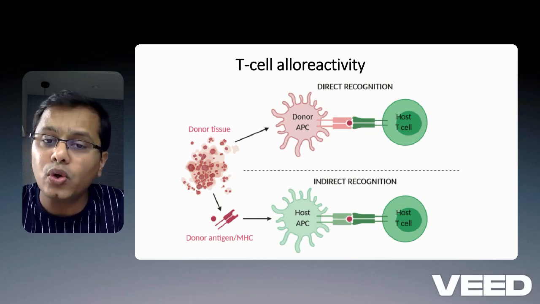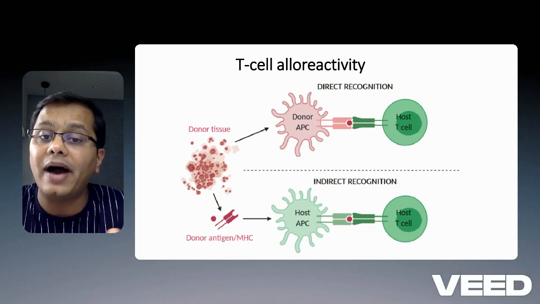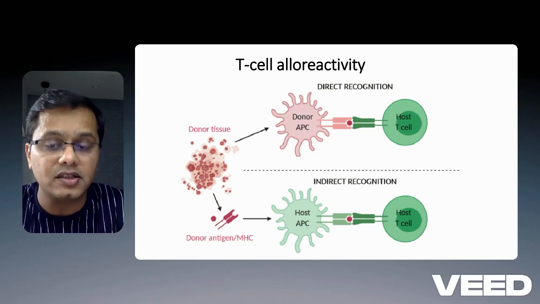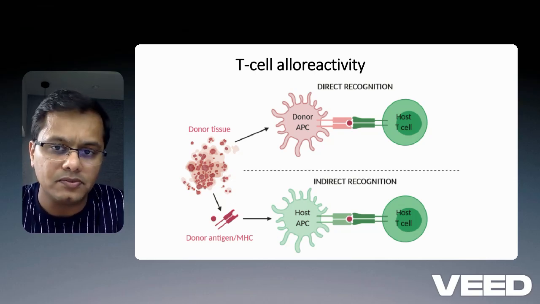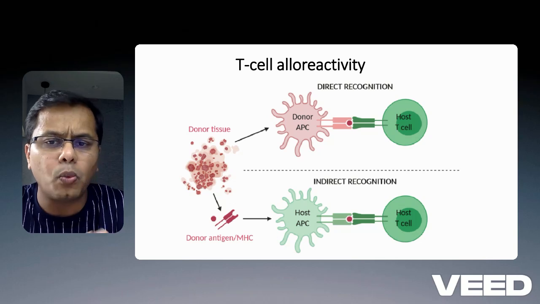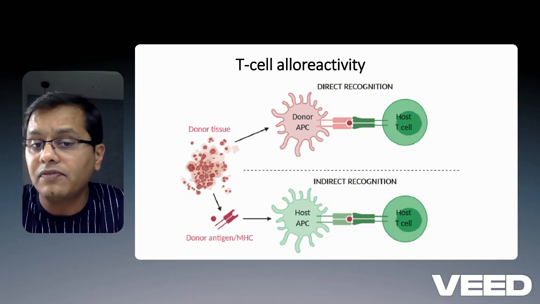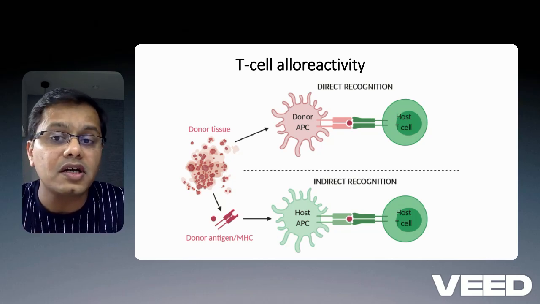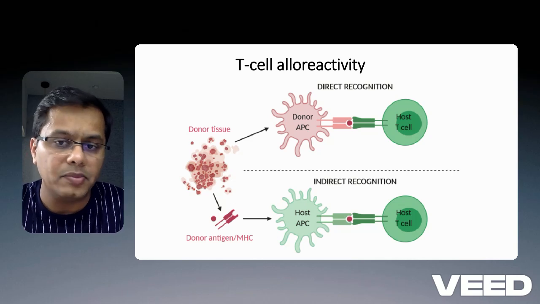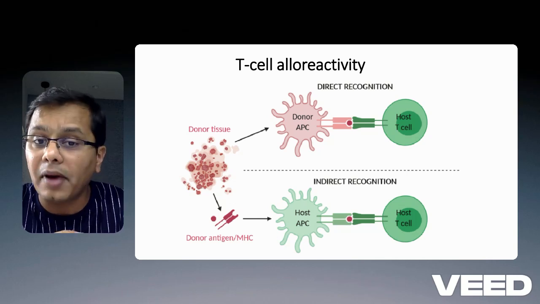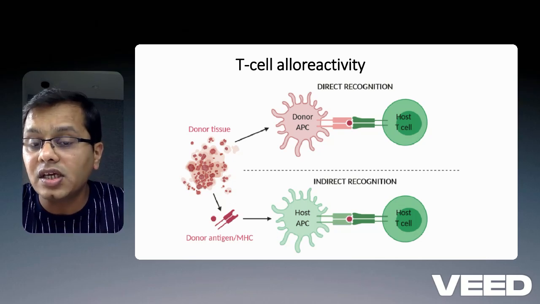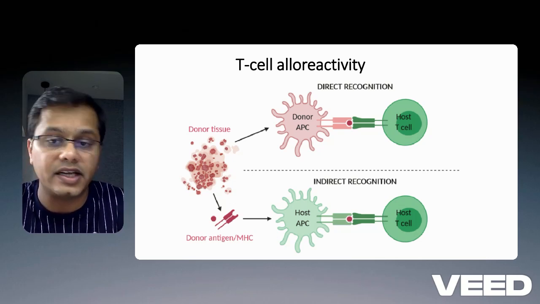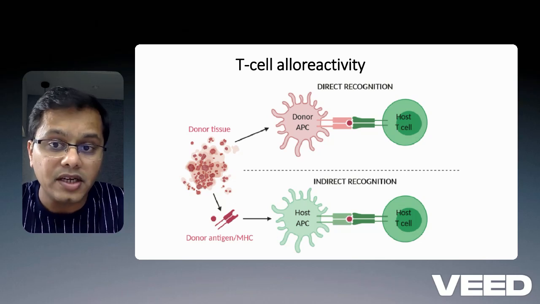Now, but we also know that even when we do a matched sibling donor transplant, there is a risk of GvHD, and there is also a risk of graft rejection on occasion. So then what are the host T cells recognizing? Because the MHC is matched. But when we say matched MHC, it is the major histocompatibility antigens that have been matched, right?